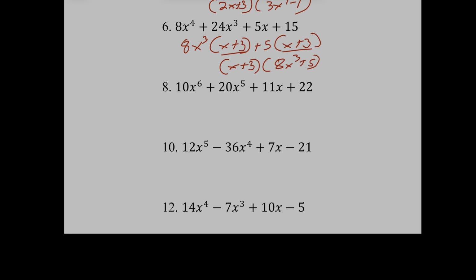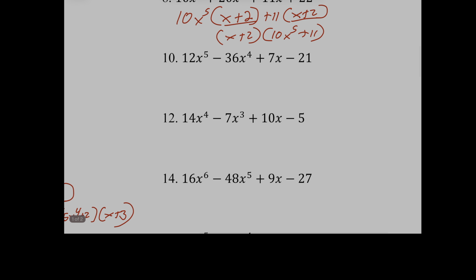All right, let's jump over to number 8, okay? What is the same? I can pull out a 10, and I can pull out an x to the fifth. What's left over on the left? An x. What's left over on the right? A positive 2. Now let's look at the next one. Positive 11. What's left over? x plus 2. Hey, I got the same thing. How about that? Boom, and I'm left with 10x to the fifth plus 11.